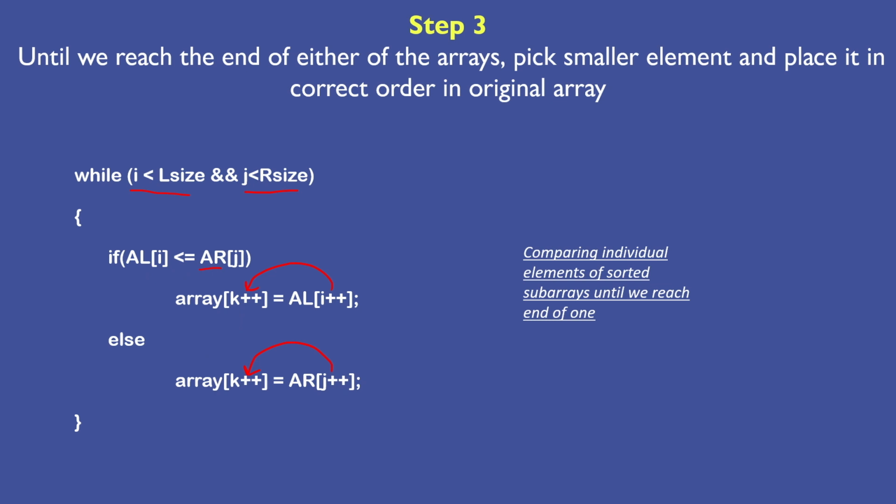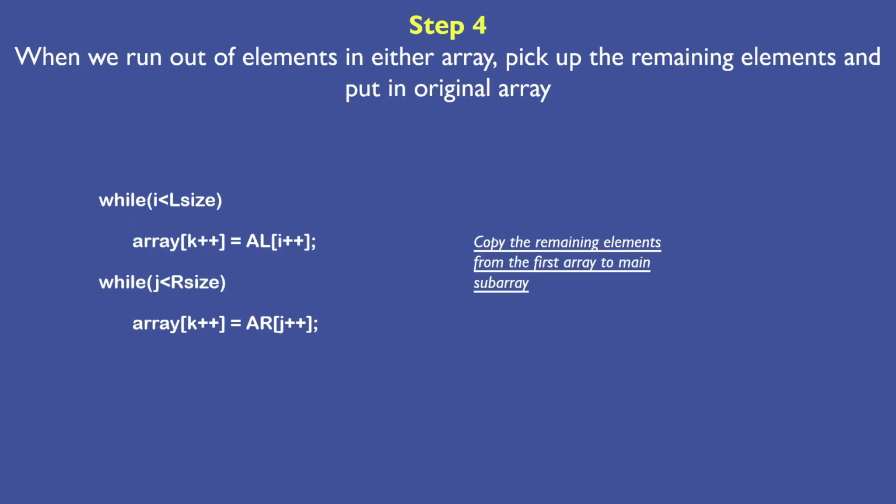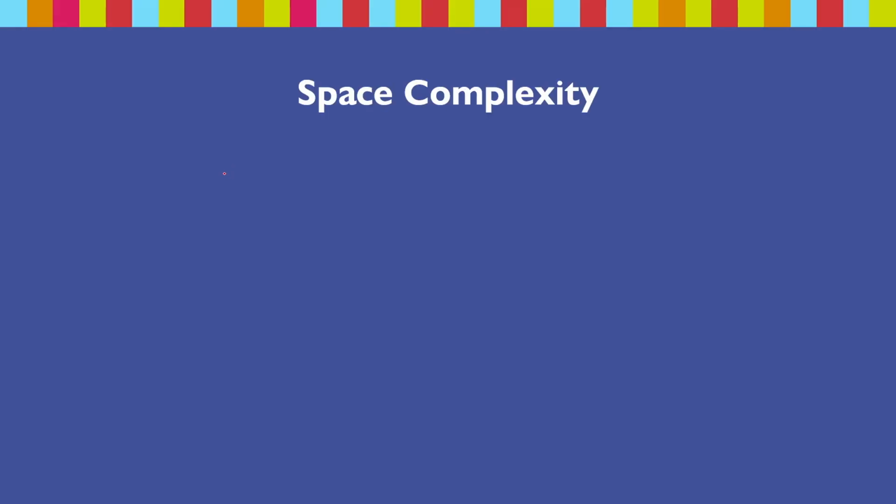Once this step 3 is over, the next step will get executed when we run out of the elements in either of the arrays, and then we simply copy them to the original array. So if there are few elements left in the left array, then we copy it to the original array by keeping a count of this k variable. And if the elements in the right array are left, then we are going to copy it to the original array. So now let's see how the space complexity of merge sort is calculated.